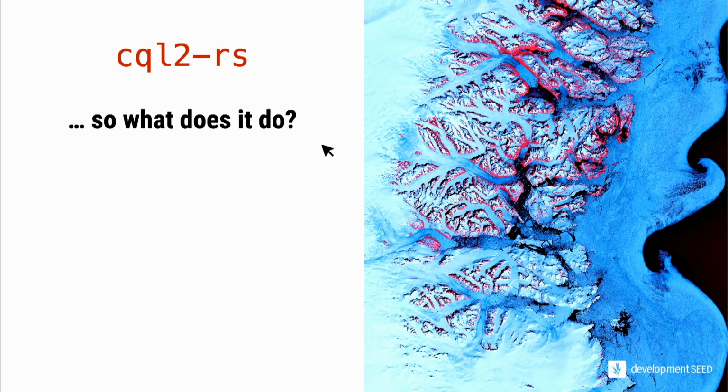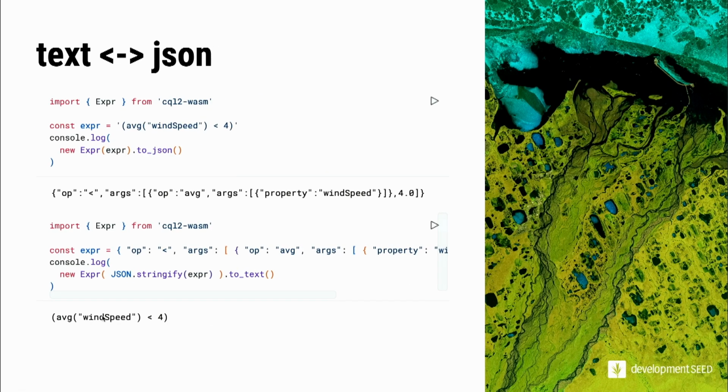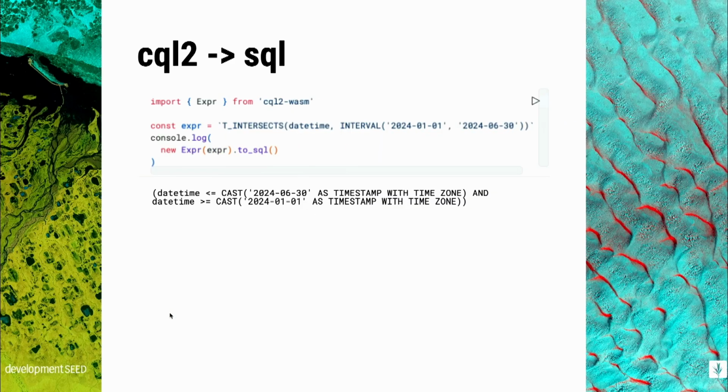So what does this module do? Honestly, not a lot. It validates CQL2. So up at the top, we can see some data that's a valid filter, and then down below, invalid, and you get false, right? It converts. CQL2 can be represented in two formats, either a text format or a JSON format. So up above, we have this text representation, and then below, we get this JSON representation, and it works vice versa, right? You can go from JSON to text.